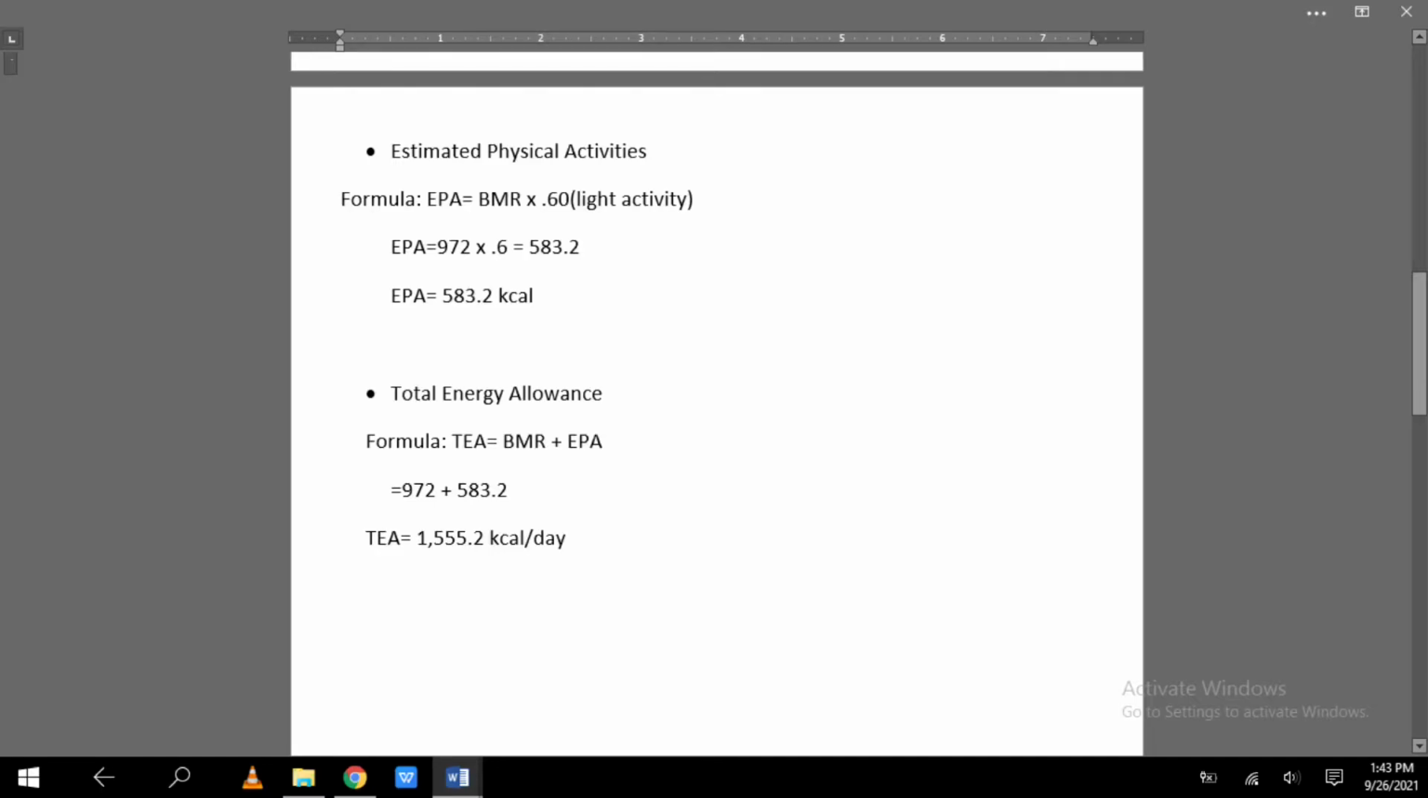So next is total energy allowance. The formula is BMR plus EPA is equal to 972 kcal plus 582.2 is equal to 1,555.2 kcal per day.